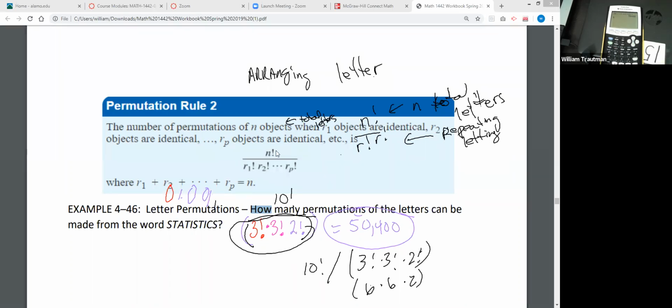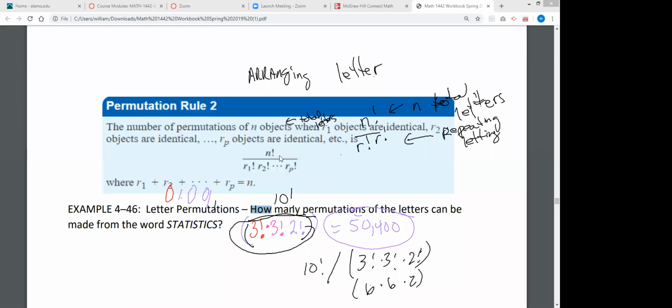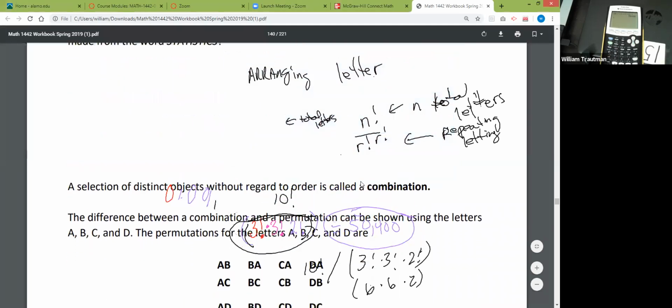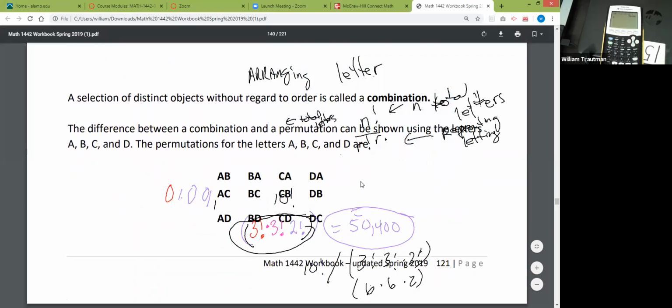Anybody else get that answer? I got the same one. Good, good. Sometimes it takes a little bit to type it in correctly. All right, so now the word combination is coming.